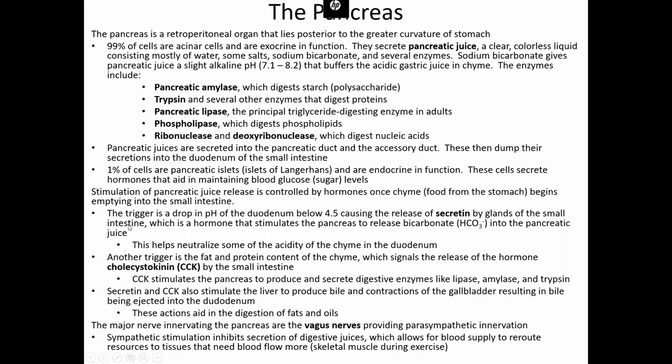Here's something you need to do to keep your head straight. Highlight the fact that this is a chemical, a hormone released by our small intestine. Secretin and cholecystokinin that I'm about to talk about are both released by the small intestine. I list them on this page where I'm talking about the pancreas because they act on the pancreas. Secretin is what stimulates the release of that bicarbonate that I mentioned earlier to help neutralize the acidity of chyme in our duodenum.